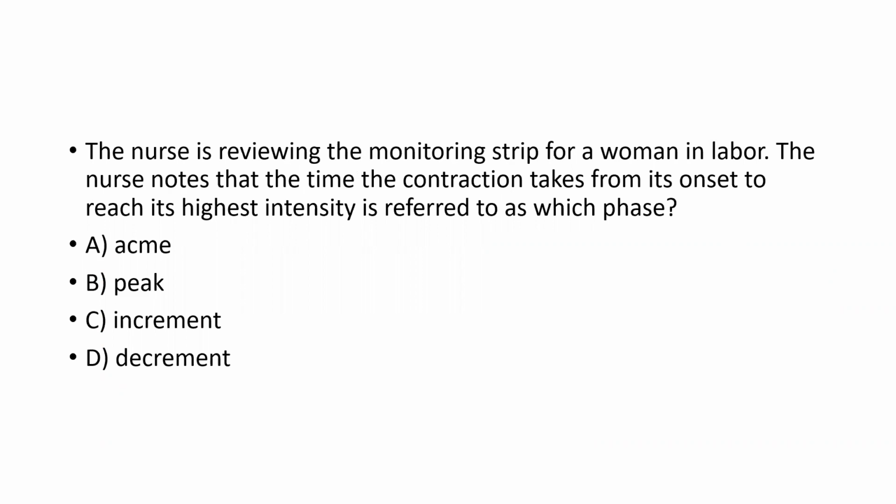Okay, so this one is saying it's the contraction from its onset into the highest intensity. So it was a hill, right? What would be A? Yeah. And then D would be the decrease. A and B are the exact same thing because acme is the peak.